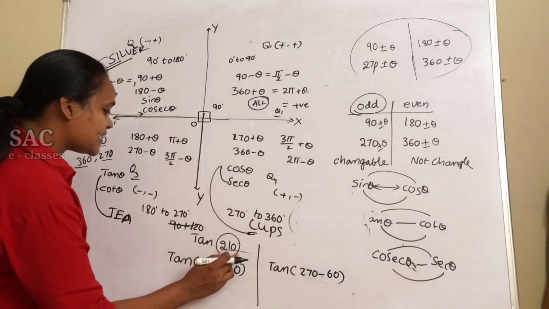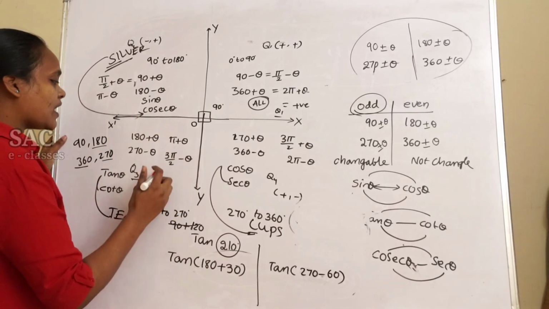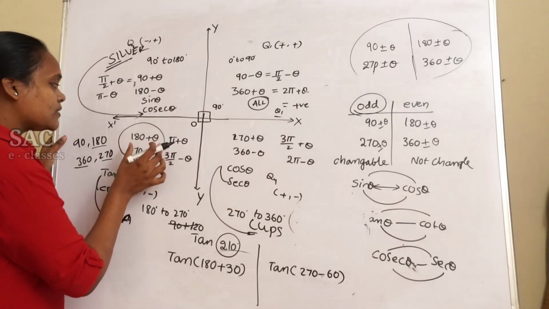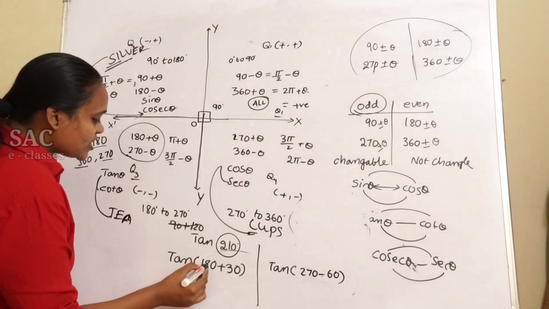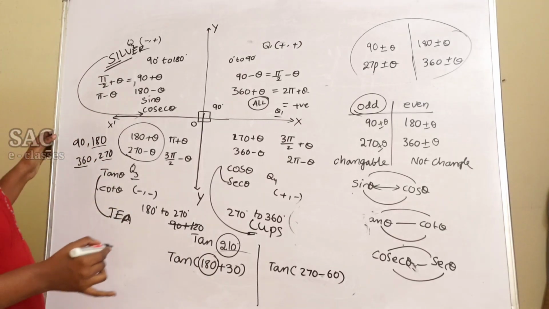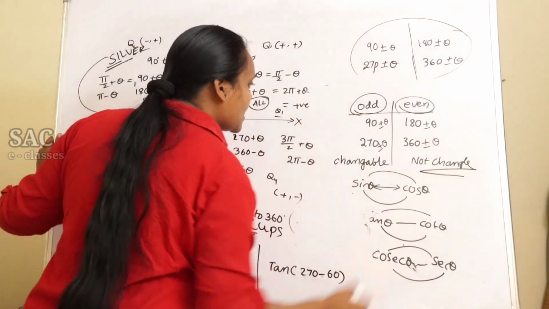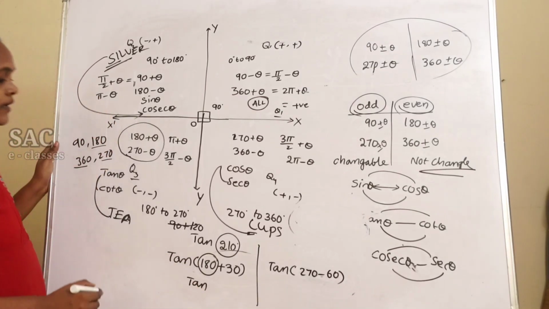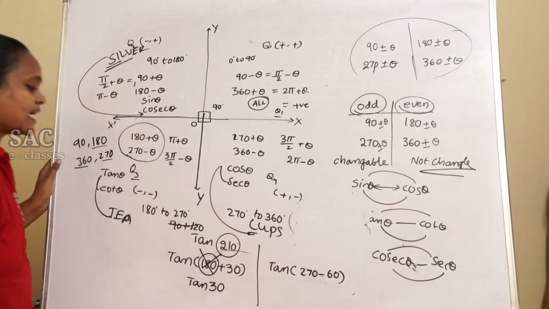180 plus 30. Another reason is 210 is in between 180 and 270, which belongs to the third quadrant. In the third quadrant, the structural form is 180 plus theta and 270 minus theta. So I wrote that. After writing that, identify whether it is an even or an odd function. Yes, it is an even function. Even function means no change. What does no change mean? Tan stays as tan. Then suppress the structural form and write that 30. It is tan 30.